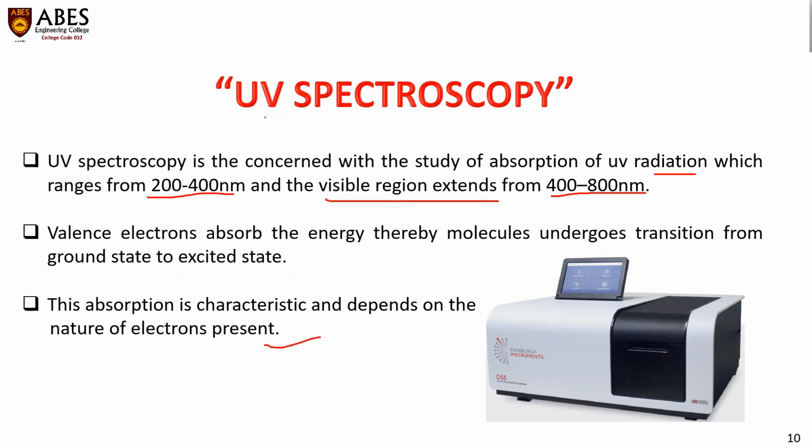That means UV-visible spectroscopy works when the molecule absorbs UV radiation, and after the absorption of UV radiation, the electron present in the ground state is excited to the excited state, and these energy changes are recorded in the form of a spectrum. This absorption is characteristic and depends on the nature of the electrons, for example sigma electrons and pi electrons. The spectrum is based on the nature of the electrons present in a molecule.